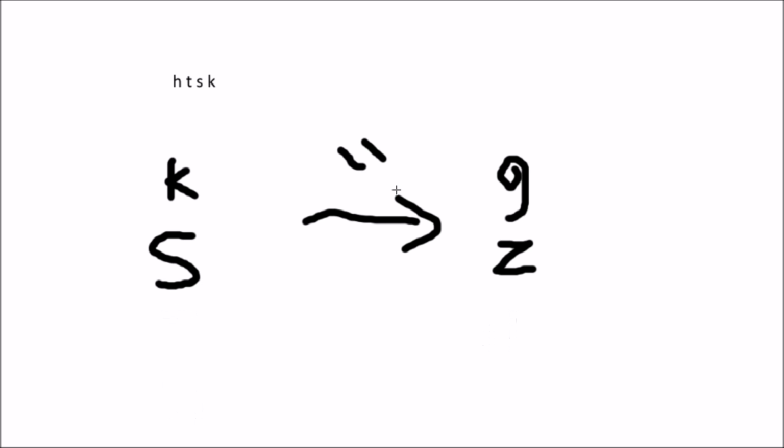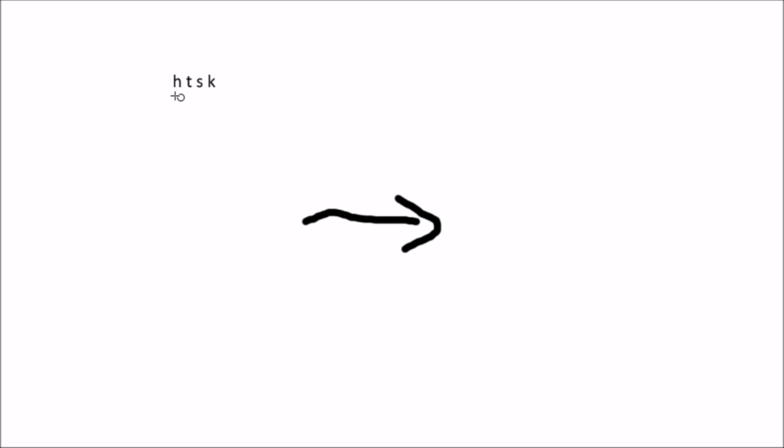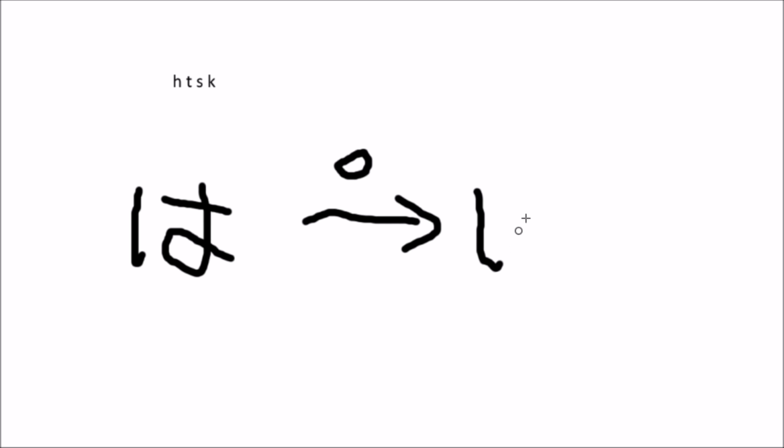The other thing is on the H's only. We can add this little circle thing. So, ha on this side. And we'll just do a quick review with the ten ten thing here. This isn't ha, this is ba. But we're adding a circle. So this isn't ba, this is pa. Okay? So H's.